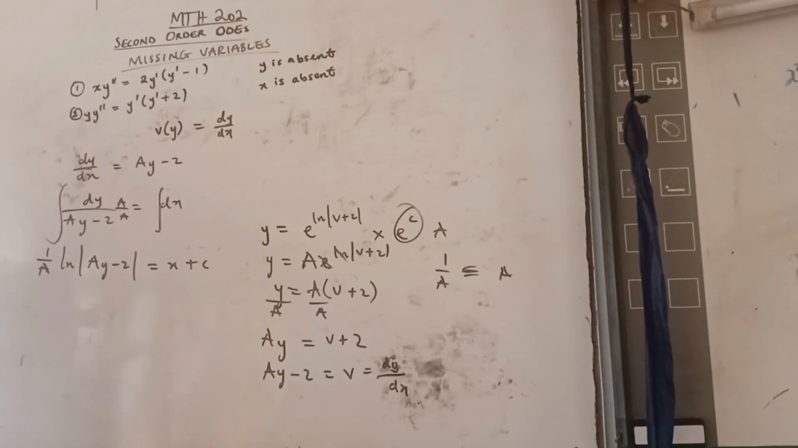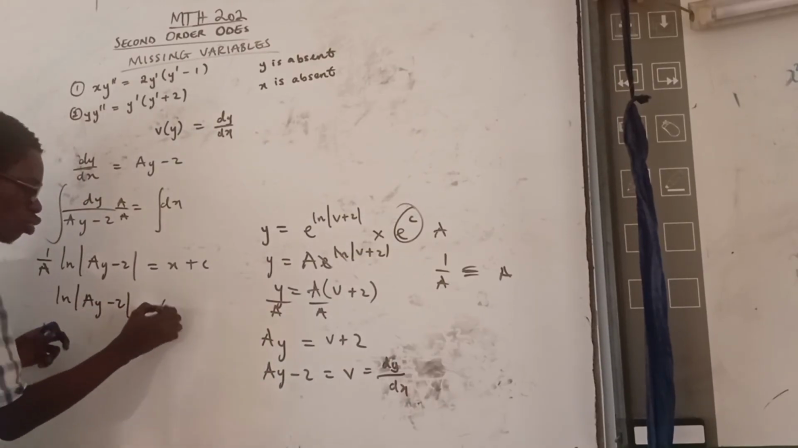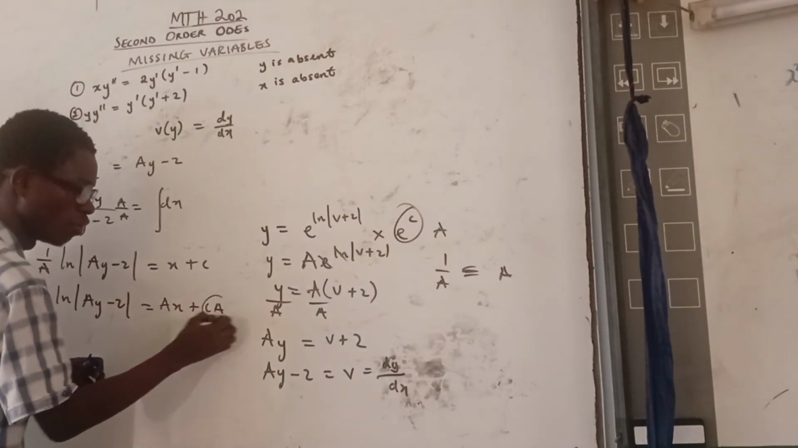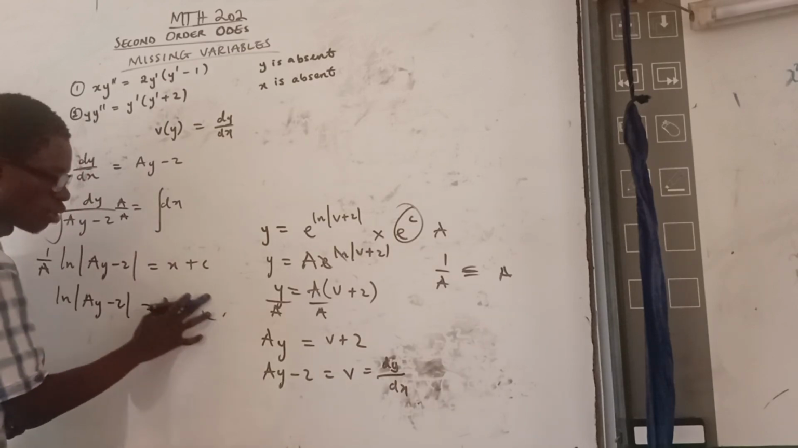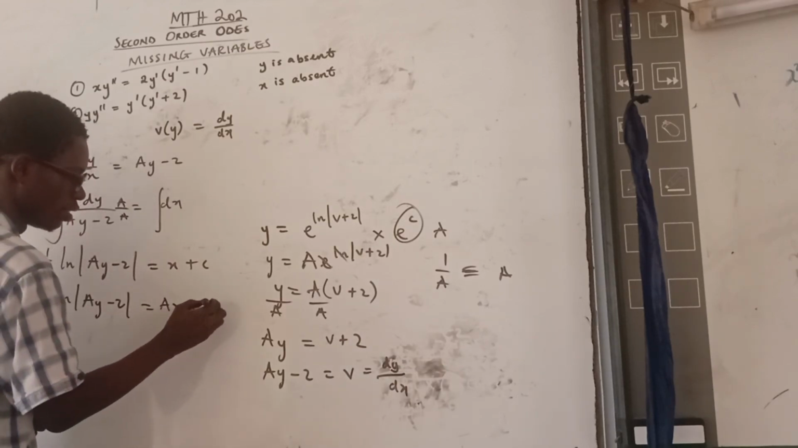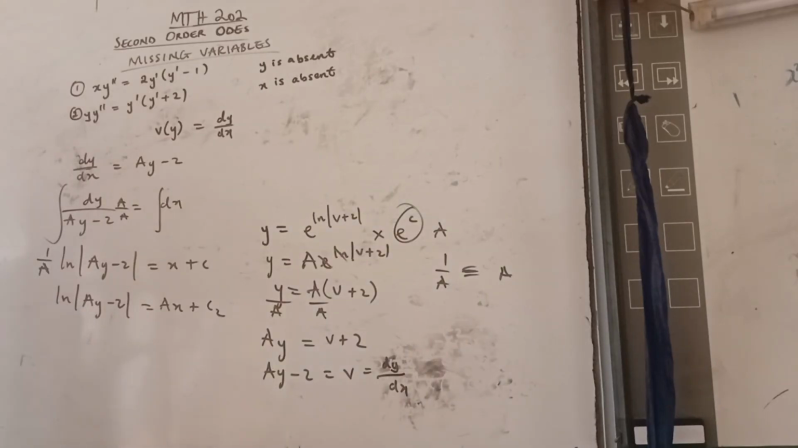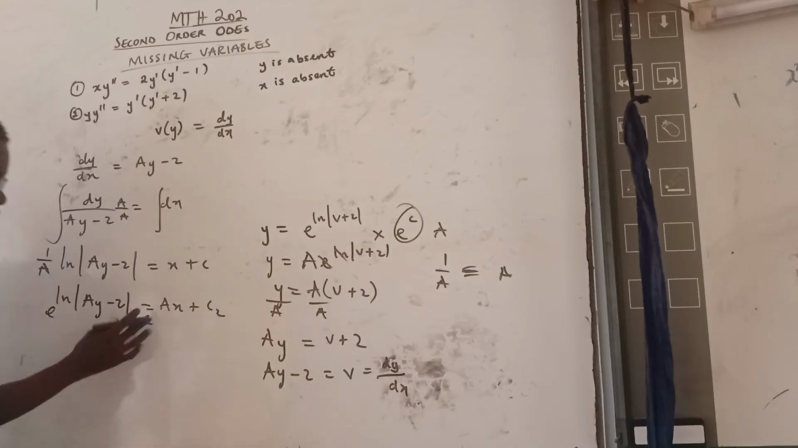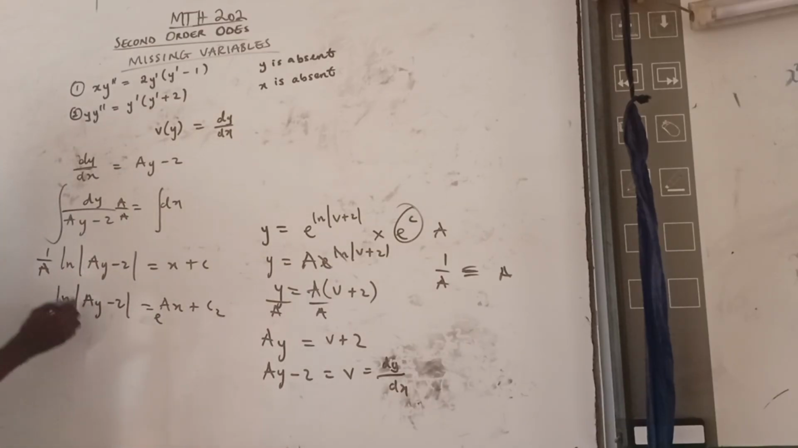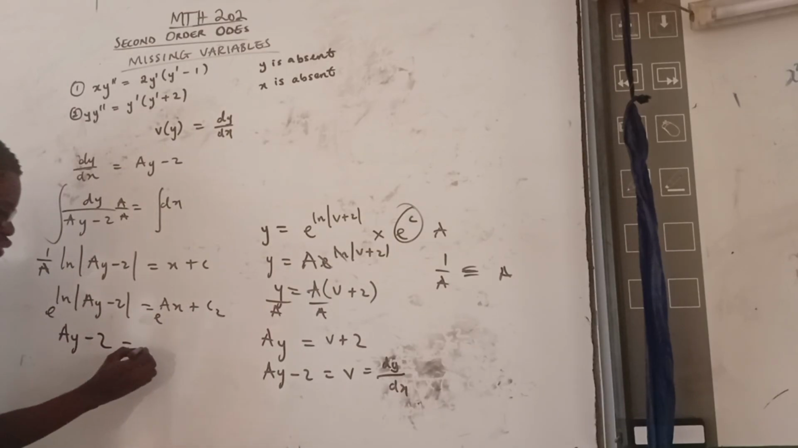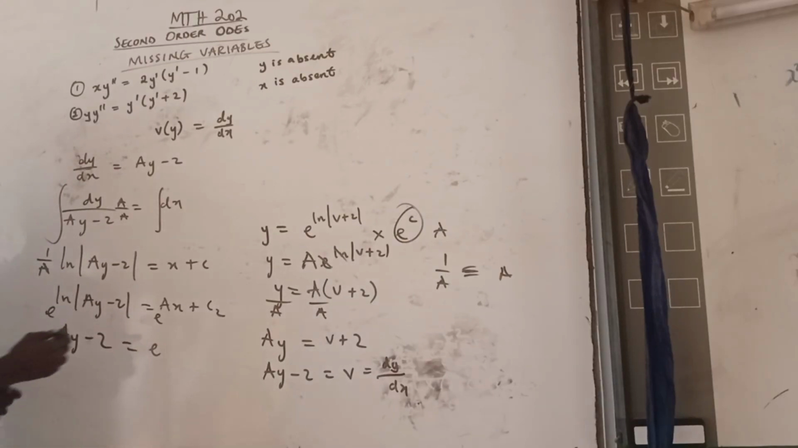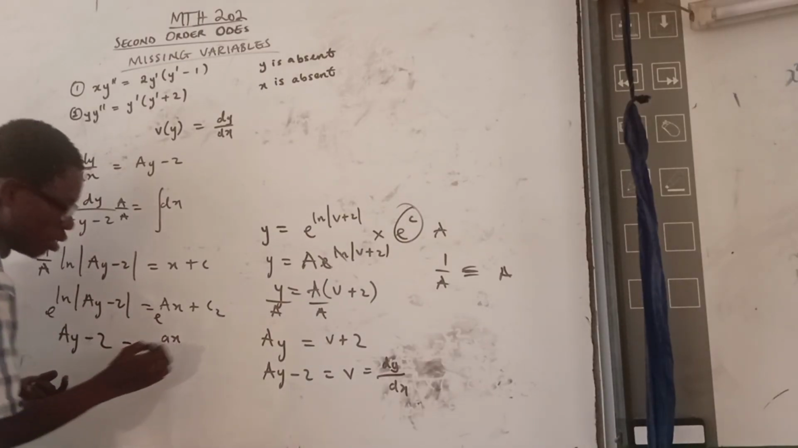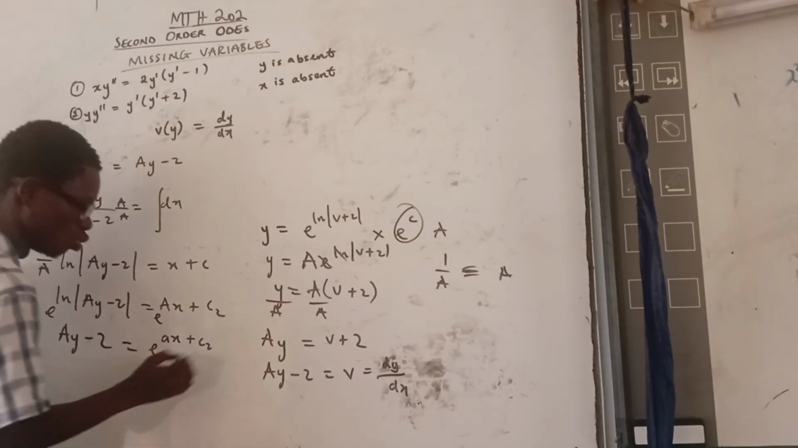Right? Yes. So I can now multiply through by a and say ln(ay minus 2) equals ax plus ca. But both of them are constants, so I can just write it as C2. Whatever is here equals this. So I raise both to the power of e to make my y stand alone. So I'm going to have ay minus 2 equals e raised power ax plus c2.